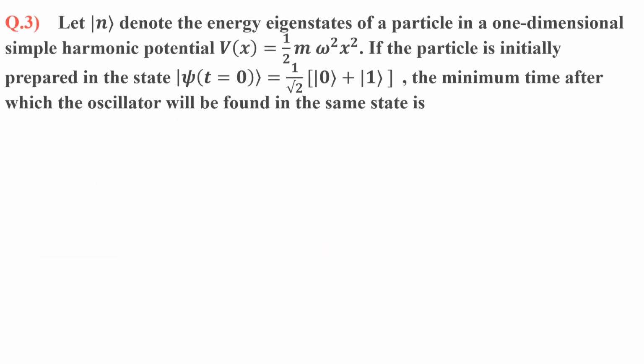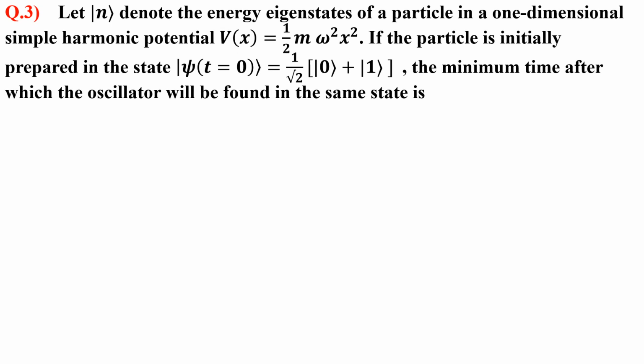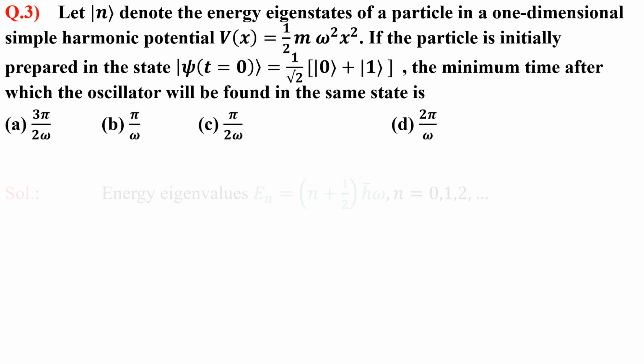Question 3. Let |n> denote the energy eigenstate of a particle in a one-dimensional simple harmonic potential V(x) equals half m omega squared x squared. If the particle is initially prepared in the state psi at t equals 0 equals 1/root 2 times the bracket |0> plus |1> state, the minimum time after which the oscillator will be found in the same state is option A 3 pi by 2 omega, option B pi by omega, option C pi by 2 omega, or option D 2 pi by omega.